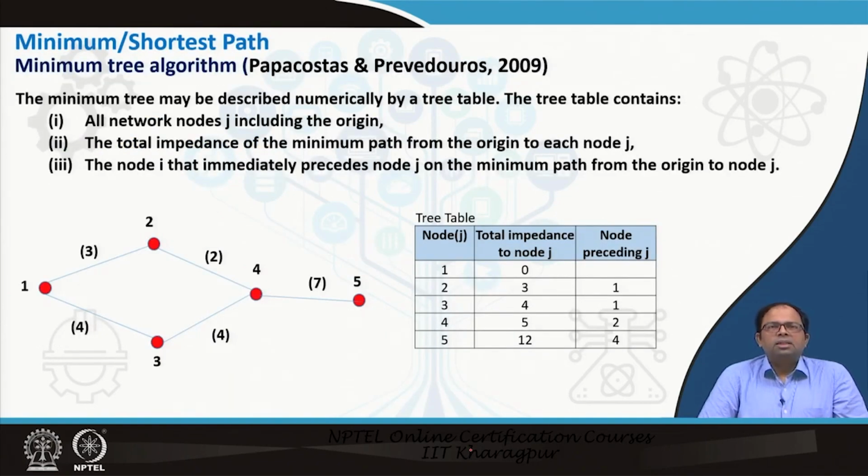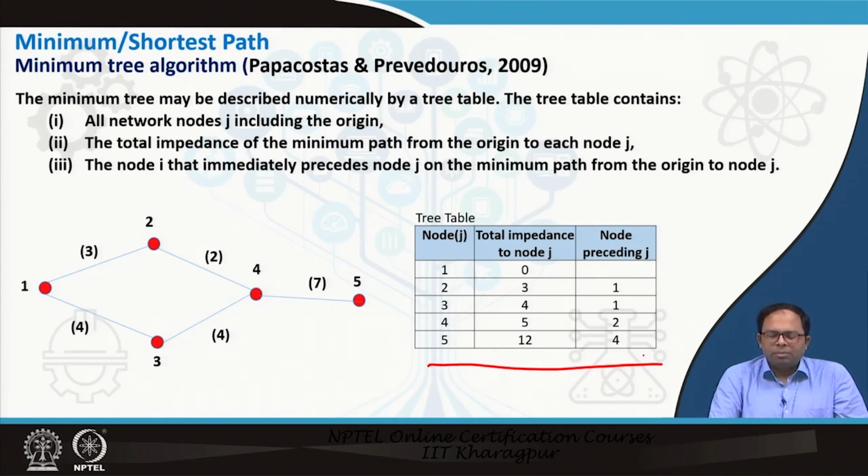So, first we will discuss the minimum tree algorithm, and this will lead us to the shortest path. This is sort of a tree algorithm, but it leads to the shortest path between any two vertices, and this could be described numerically by a tree table. A tree table contains all network nodes J including the origin, the total impedance of the minimum path from the origin to each node J, and the node I that immediately precedes node J on the minimum path from origin to node J.